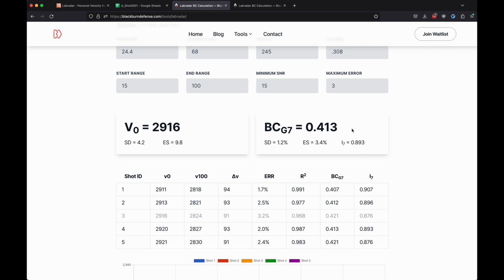Using the Labradar to calculate BC is inherently risky. There's a lot of uncertainties and a lot of possible errors. So this time we got the exact published answer, but a 10% error is not out of the question for a setup like this.